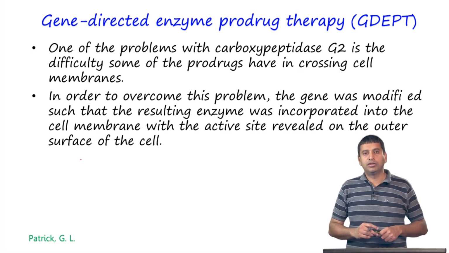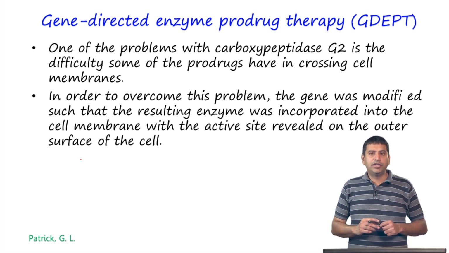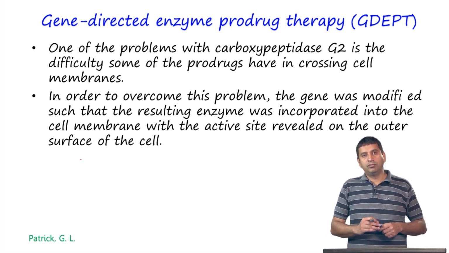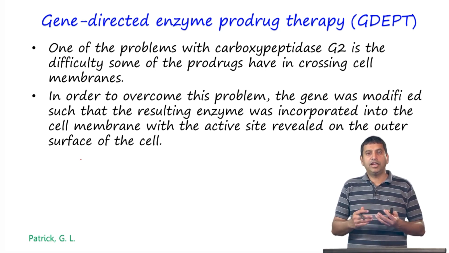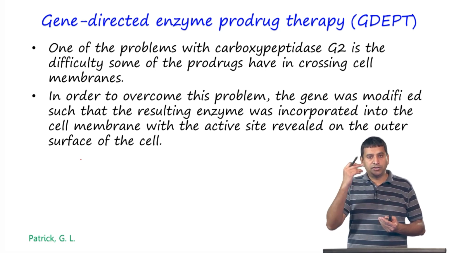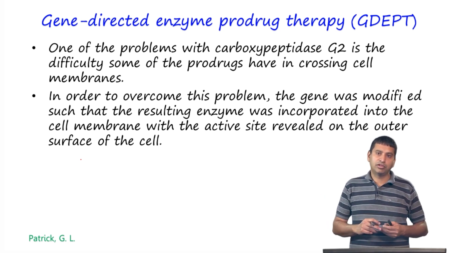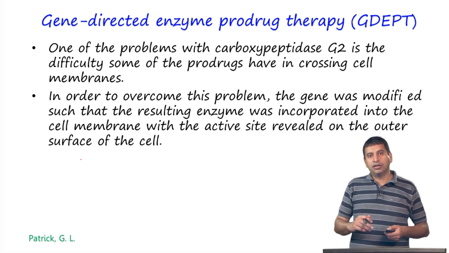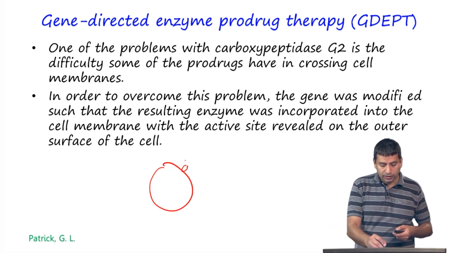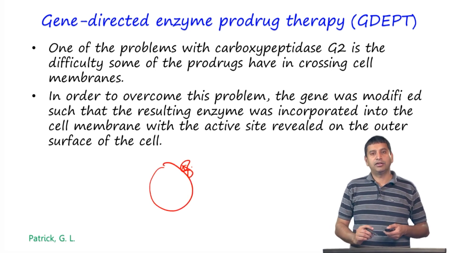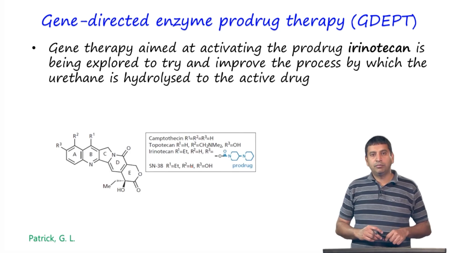One of the problems with carboxypeptidase G2 is the difficulty of having these prodrugs cross the cell membrane. In order to overcome this problem, the gene was modified such that the resulting enzyme was incorporated into the cell membrane with the active site outside, rather than being inside the cell. One of the examples of GDEPT is this camptothecin derivative.